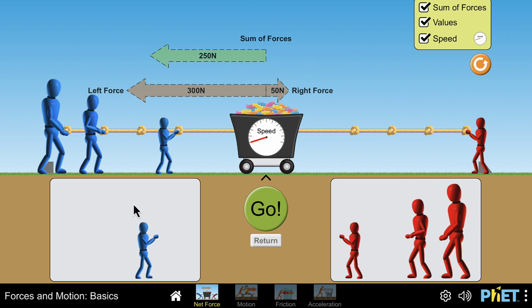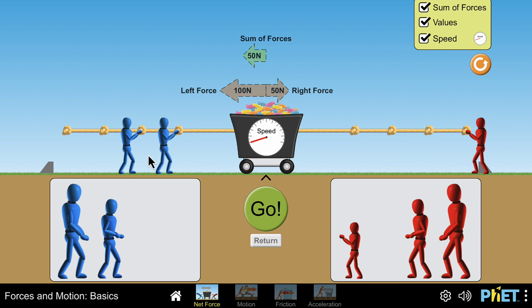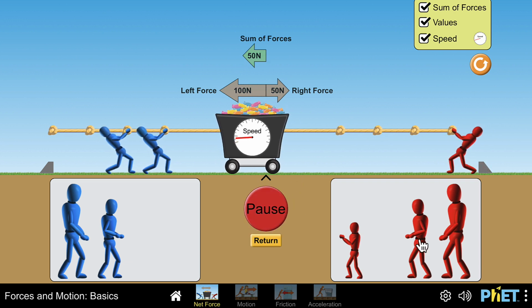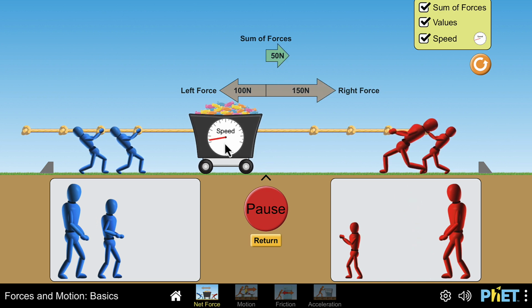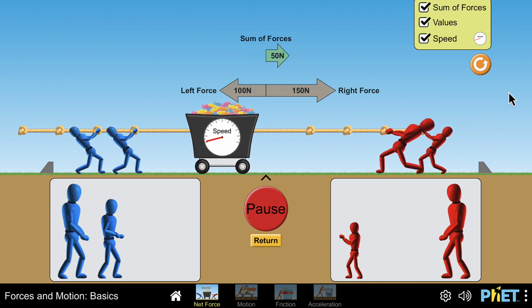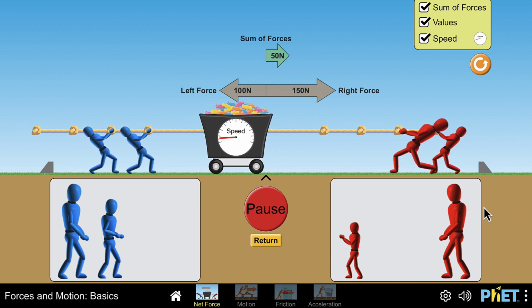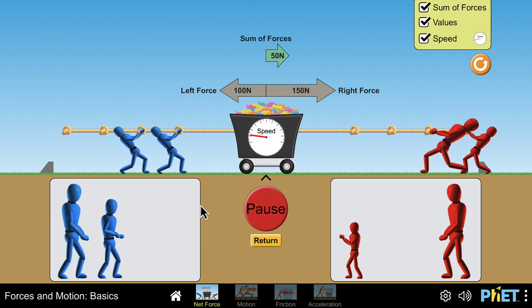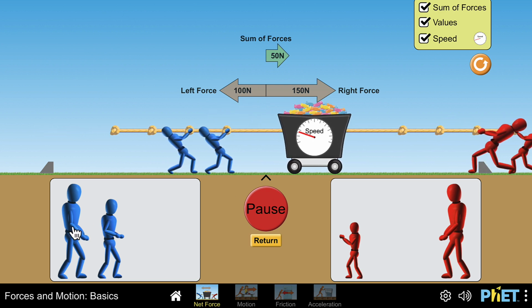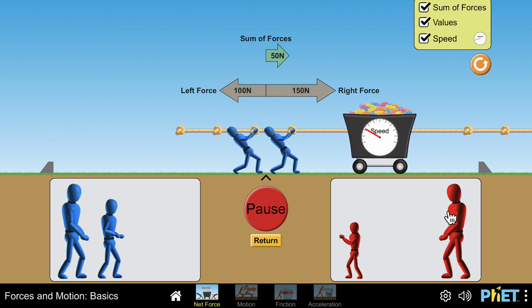For example, let's say we start with two little guys here, 100 Newton, and this one little guy, 50 Newton, and we start, so you expect it to move to the left, and while it's moving, I added another one here, and it will start changing direction to follow the net force. So at the beginning, it was slowing down, and then speeding up in the other direction.